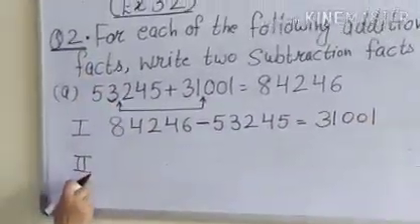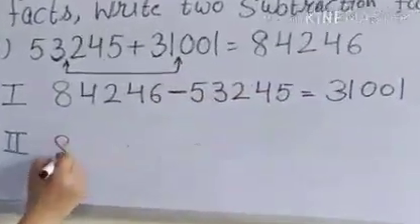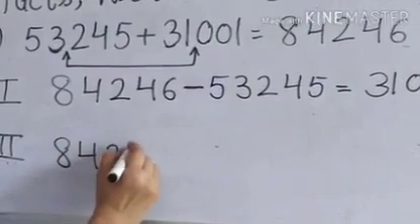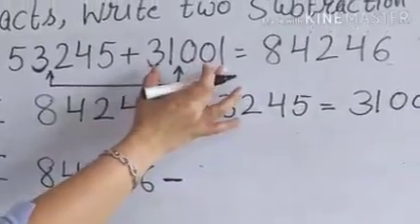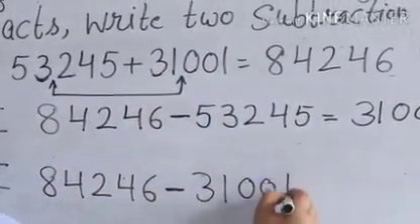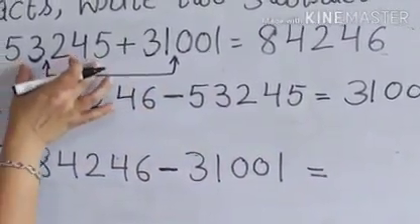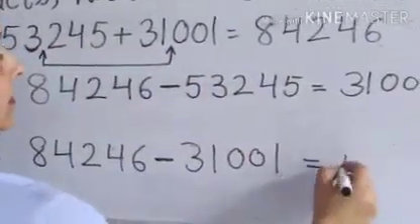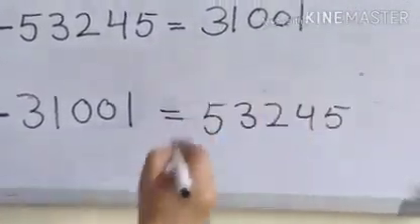And in the second fact, again, we will take this sum first, 84,246. And now we will subtract this second addend, 31,001. And we will get the first addend as the answer, 53,245.